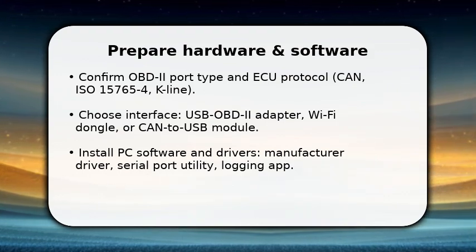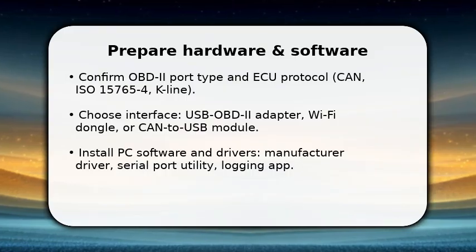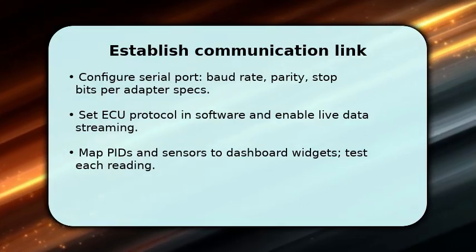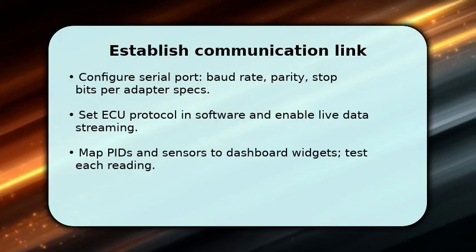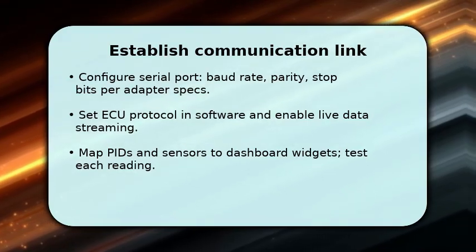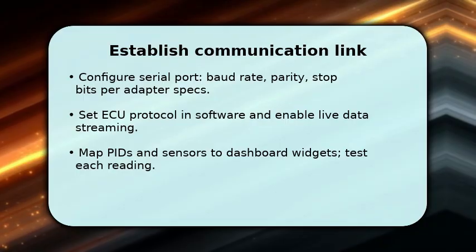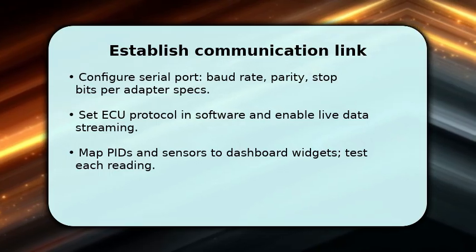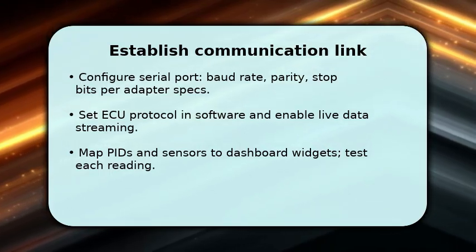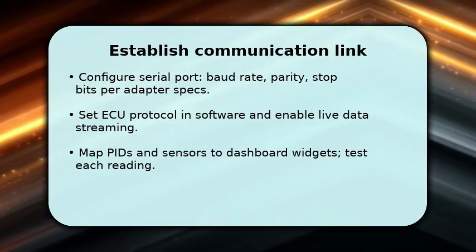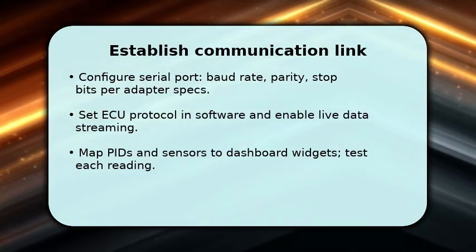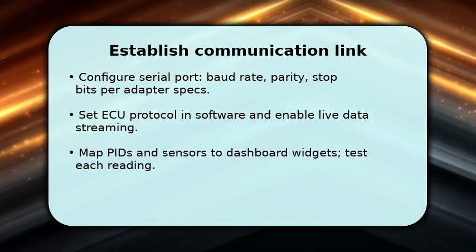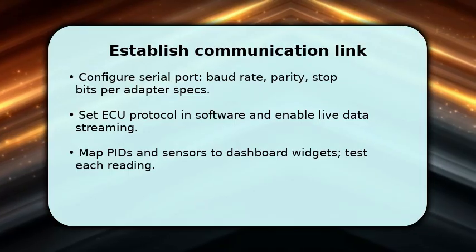Now you configure the link so data flows reliably. Open your PC software, select the detected COM port or network adapter, and set parameters like baud rate to match the dongle. Mismatch settings prevent reads. Choose the ECU protocol or auto scan, then enable live data. Map common PIDs, RPM, vehicle speed, coolant temp, to dashboard widgets so values display correctly. While mapping, run the engine or key to ignition to generate signals. This step converts raw packets into meaningful gauges and logs.